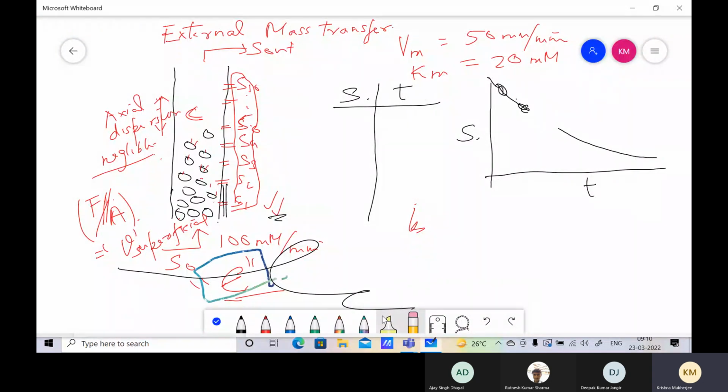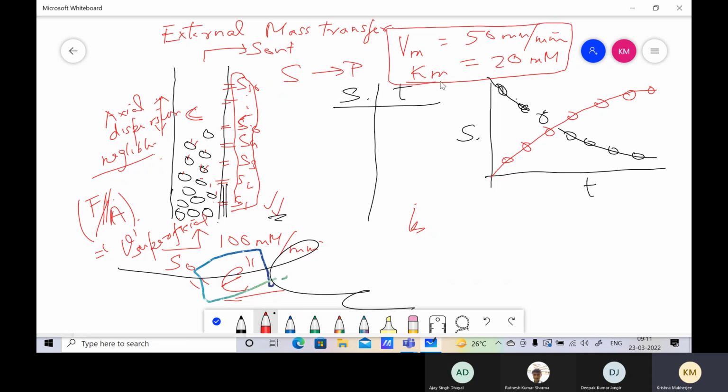We know the substrate concentrations at different time points. By definition, because S is going to P, we also know the product concentrations, by measuring them. So from this plot, and from the fact that your enzyme kinetics has a Vmax of this much and Km of this much, can you then determine the external mass transfer which is acting on it? What is the value of dA? What is the value of Ke, and so on?